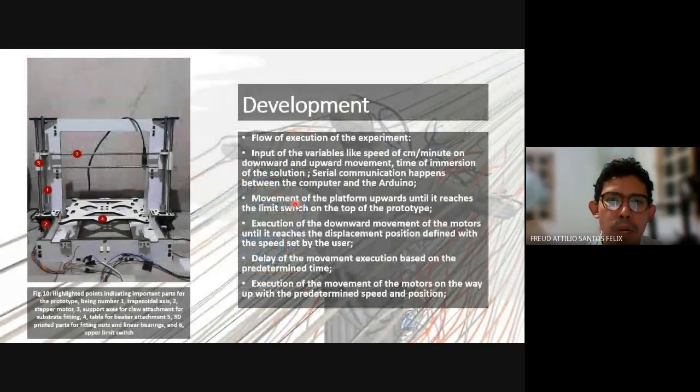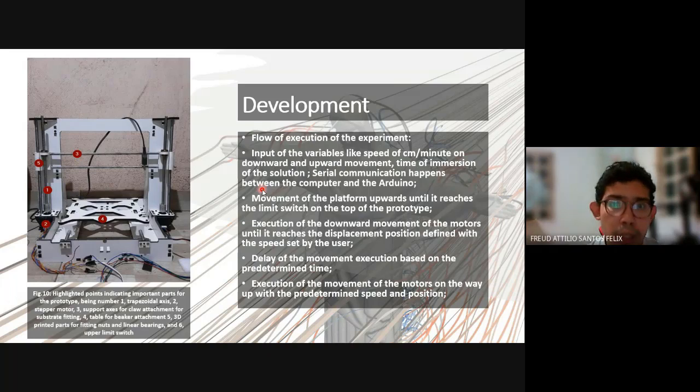And when we saw a little bit about the flow of execution of the experiment, we have at first the input of the variables like speed in centimeters/minute for the downward and the upward movement. Next, we have the time of the immersion in the solution, related to the process that we mentioned previously. The serial communication will happen between the computer and the Arduino at that moment.